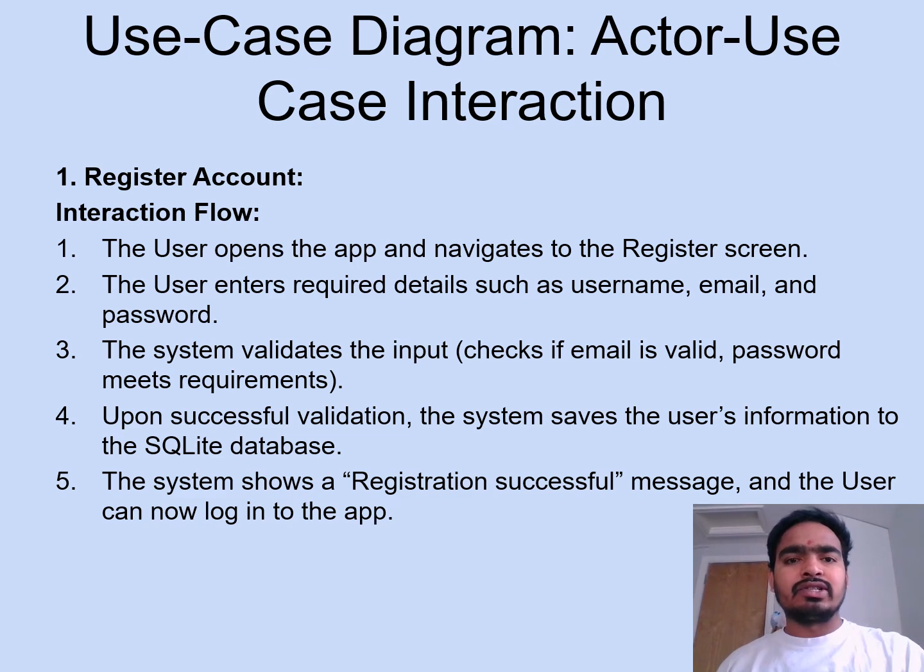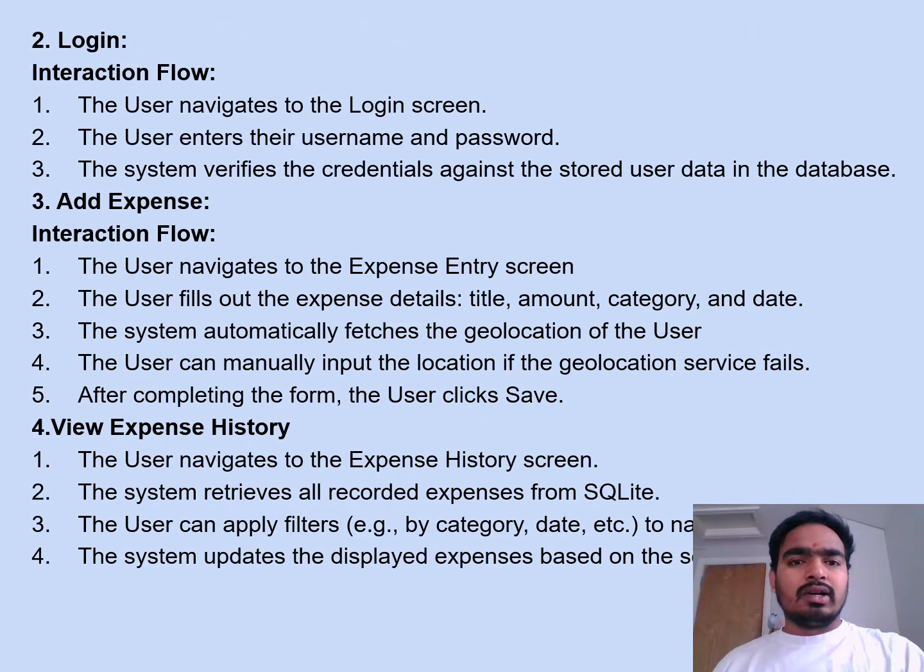Register: the user navigates to the register screen and enters username, email, and password. The system validates input and saves data to SQLite. A success message is displayed, allowing login. Login: the user enters credentials, the system verifies against SQLite, and navigates to expense entry on success. Add expenses: the user inputs title, amount, category, date, and geolocation, auto-fetched via Google Maps API.